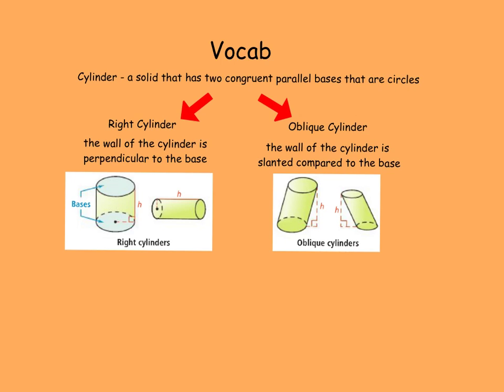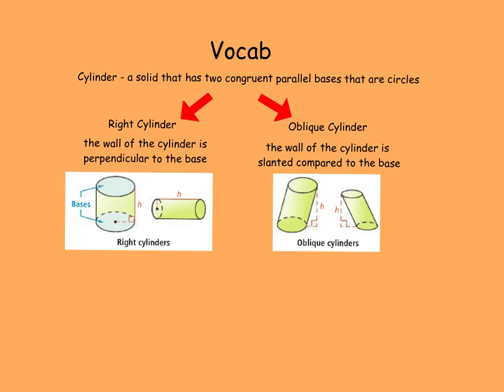All right, so now there's just a few more vocab words. Well, we were talking about prisms before, and prisms have 2 congruent parallel bases. But when they have 2 congruent parallel bases that are circles, we call these cylinders. Now, a right cylinder is when we have the wall of a cylinder that's perpendicular to the base. And then an oblique cylinder is when the wall of the cylinder is slanted compared to the bases.